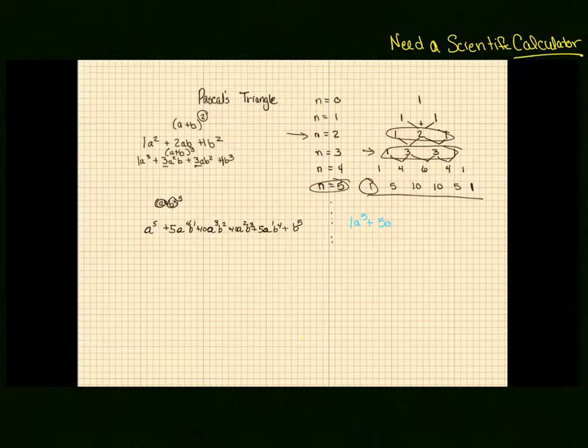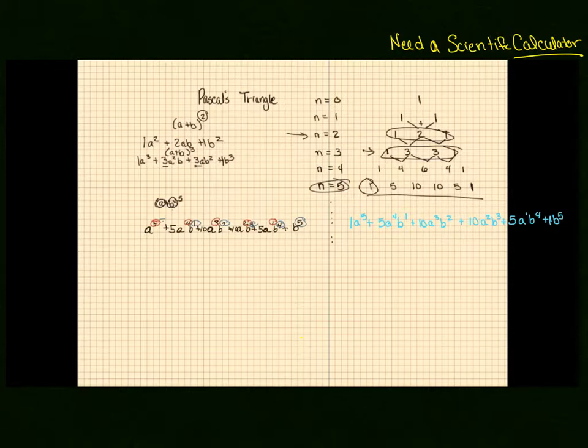If you notice, the big thing is that for the first term, the exponent goes down by 1. So we got 5, 4, 3, 2, 1, 0. And then for the second term, it goes up by 1. So we have 0, 1, 2, 3, 4, 5. And that's basically how this kind of problem works.